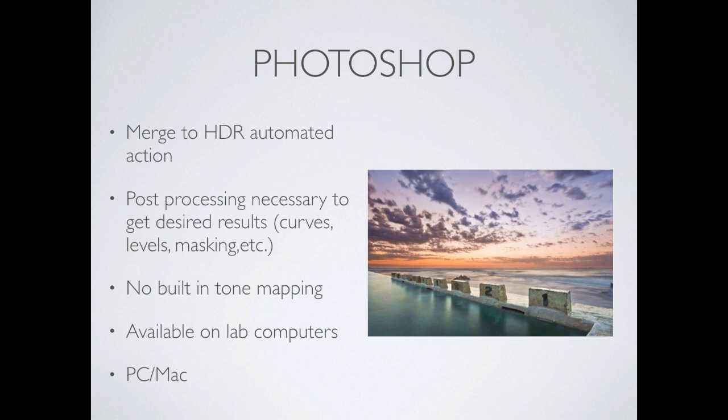It's pretty easy. Post-processing, though, is necessary to get the really good results. We're going to do some curves adjustment today. We're also going to selectively apply a curves adjustment to just part of the image, so we're going to start to control a little bit more about the image. There is no built-in automated tone mapping. It's okay. You'll see it a little bit, but it's not truly an automated solution. Of course, it's available here, so you guys can use it.